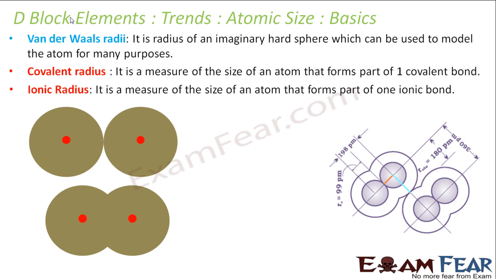Typically, we get the van der Waals radius for the noble gases, as they don't react and don't form bonds. But typically, when we talk about atomic size, we talk about the average atomic radius, which is nothing but the average of all the atomic radii for a given element that forms different compounds.